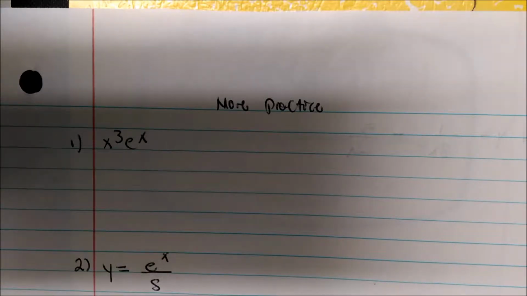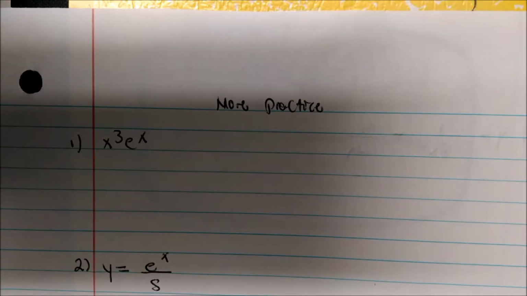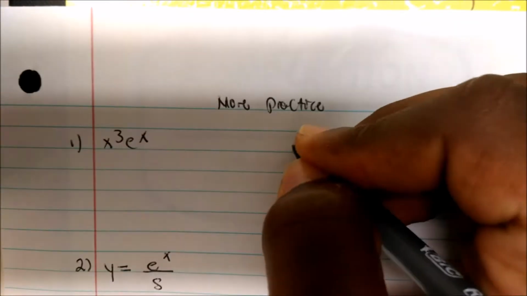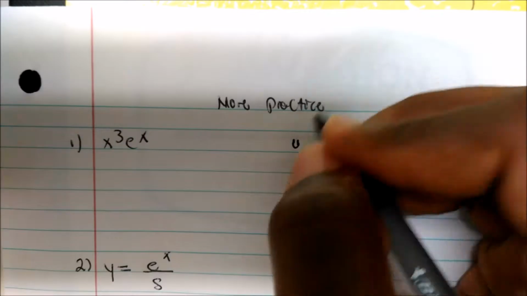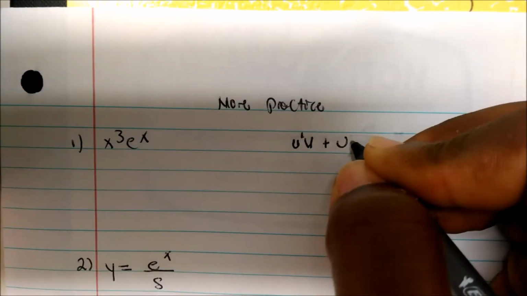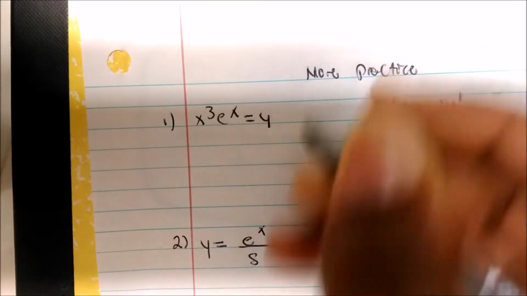So welcome again to some more practice. Looking at number one, I could see that this is a product rule because you have two functions being multiplied by each other. So the product rule says that you have u, derivative of u times v plus plain old u times the derivative of v. And this should be y equals to.